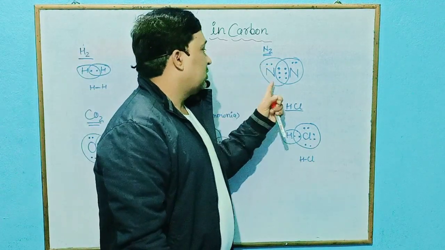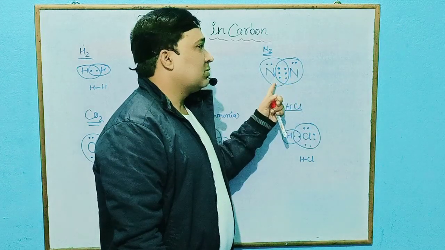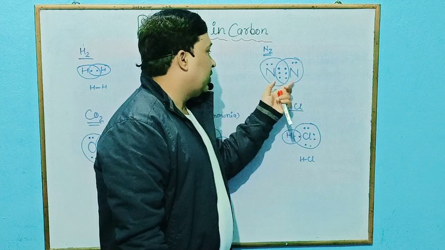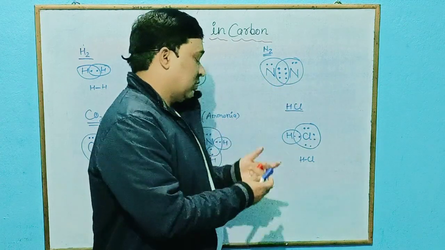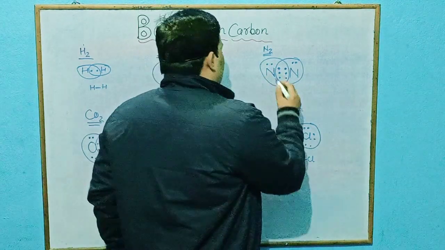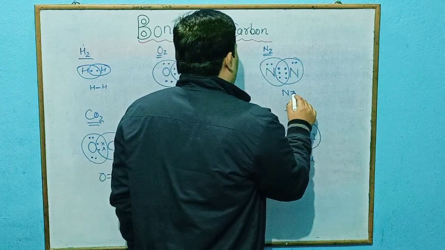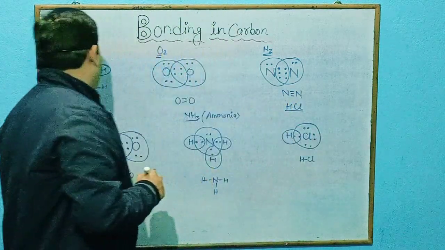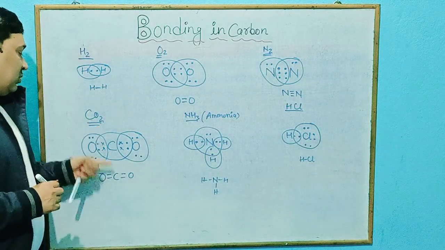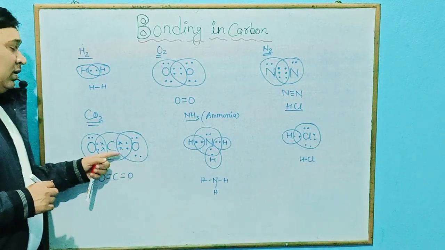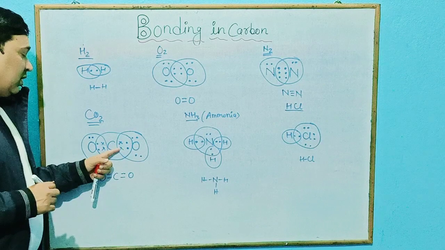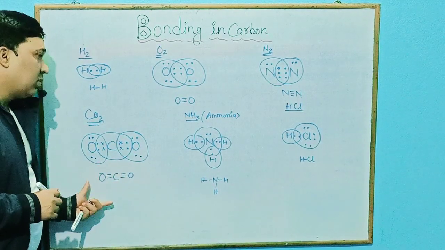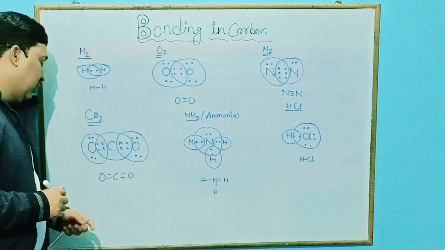In nitrogen, each nitrogen atom shares three electrons of each. It means there are three pairs of electrons shared between two nitrogens. So in nitrogen molecule, nitrogen atoms are bonded by triple covalent bond. In CO2, that is the sharing of electrons between oxygen and carbon, they are sharing two pairs of electrons, so they are also bonded by double covalent bond.